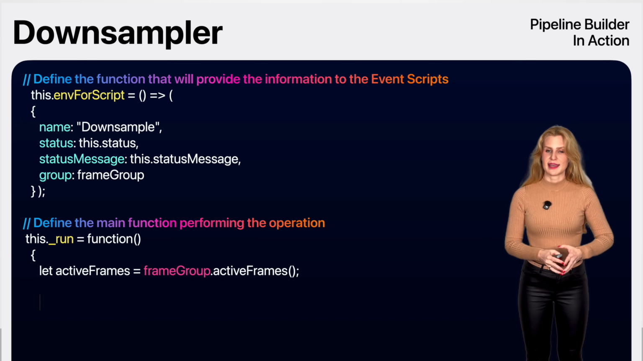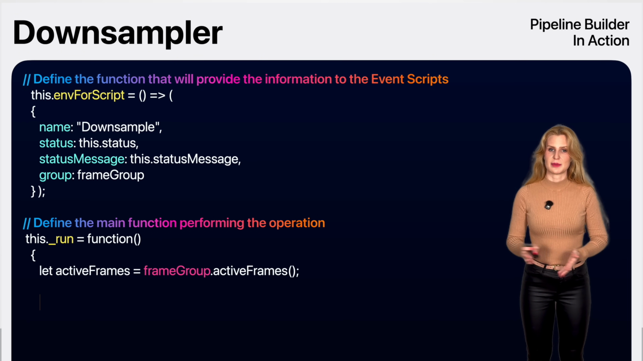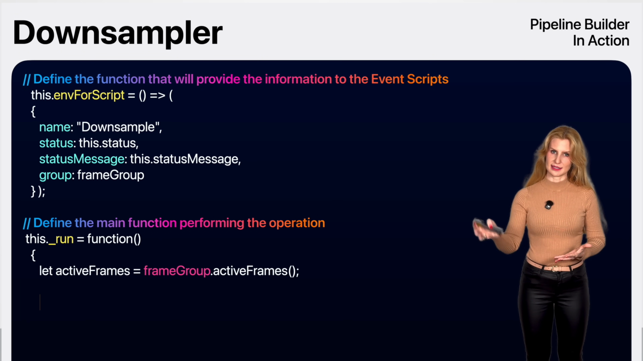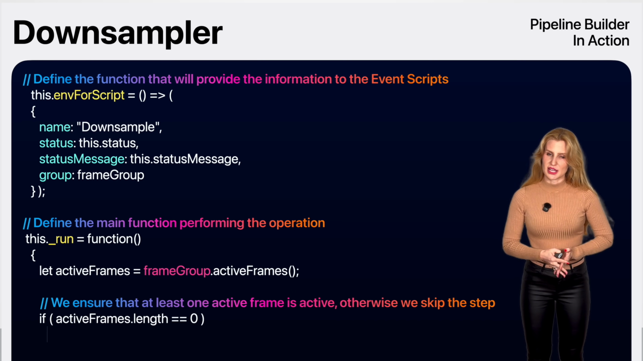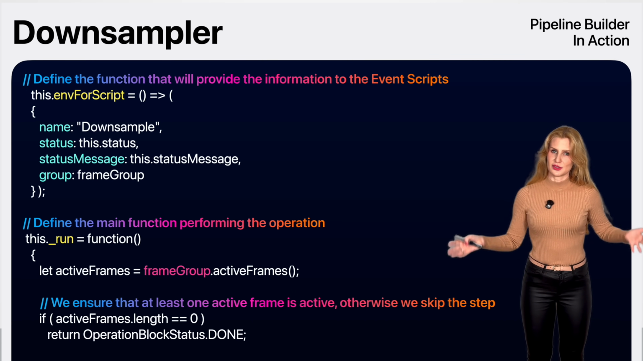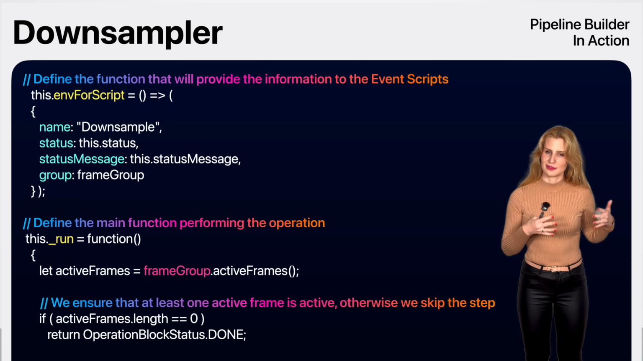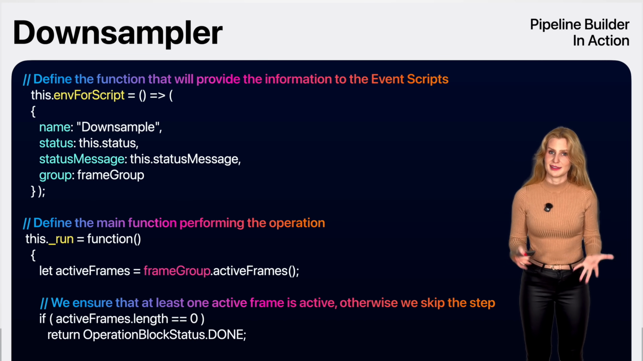We're going to start by saying that our active frames is going to be the active frames of the current frame group that we have passed into this function. We're going to do some sanity checks before we go any further, such as, do we even have any frames in this group? If not, then obviously we're done for the day, but otherwise we go further.